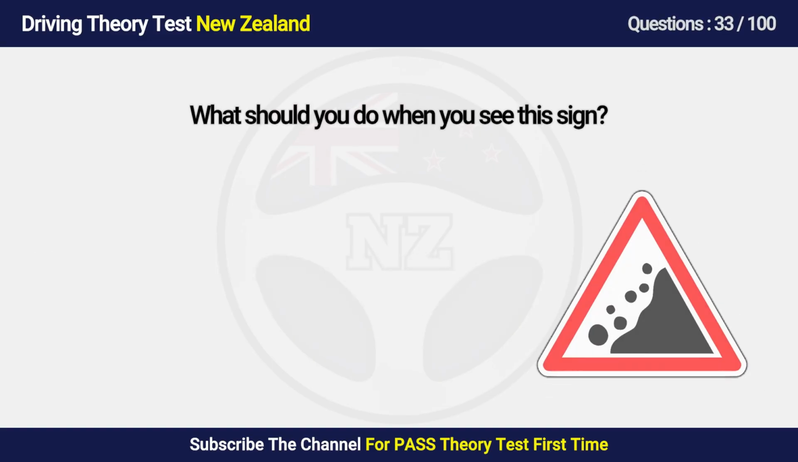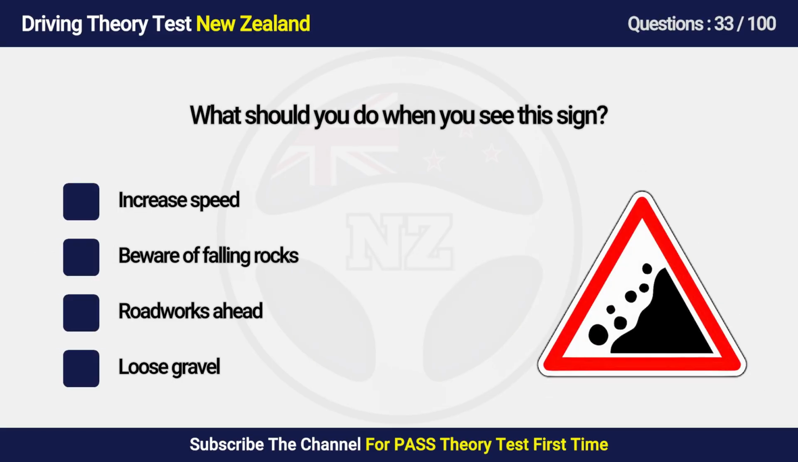Question 33. What should you do when you see this sign? A. Increase speed. B. Beware of falling rocks. C. Ahead. D. Loose gravel.